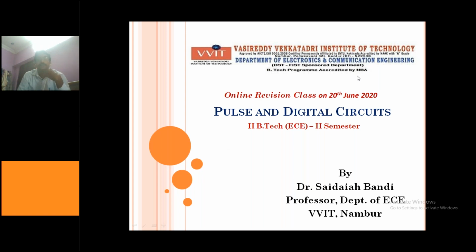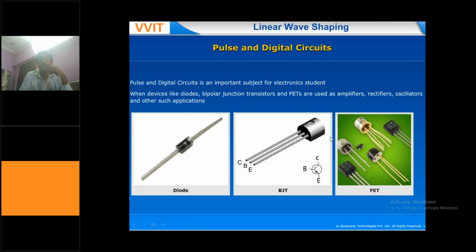Today I will discuss pulse and digital circuits for the revision class. Today I will discuss most probably two or three units, depending on the time required. Pulse and digital circuits is very important for an electronics student, because electronic components generally use diodes, transistors, FETs, amplifiers, rectifiers, oscillators, and some other applications. This is a very important subject.